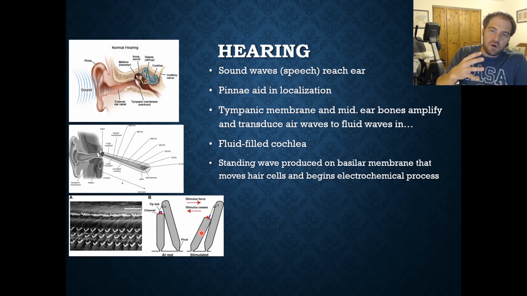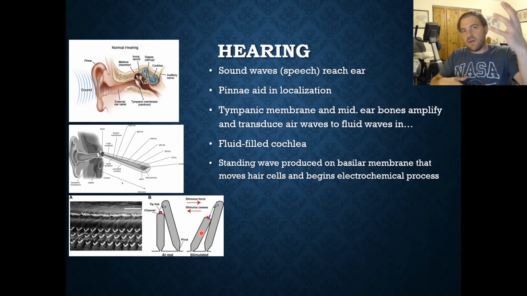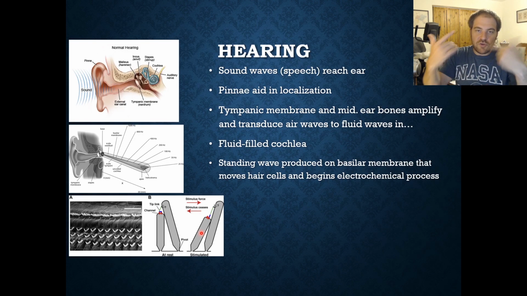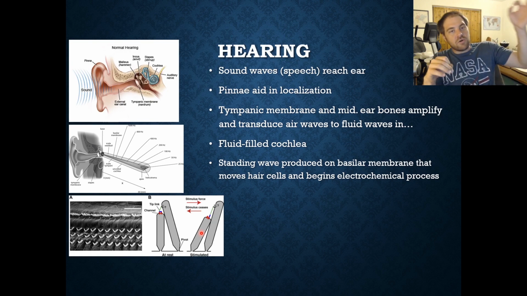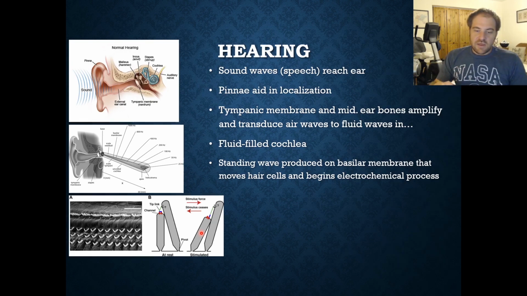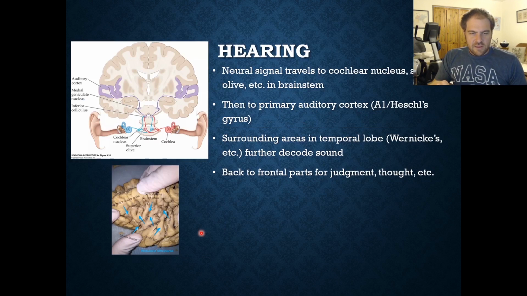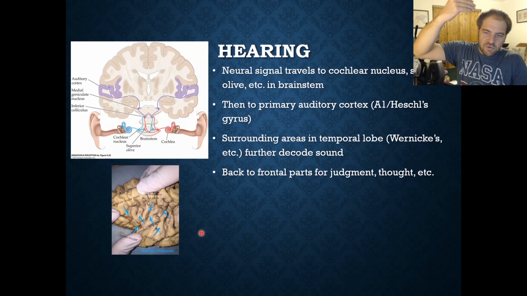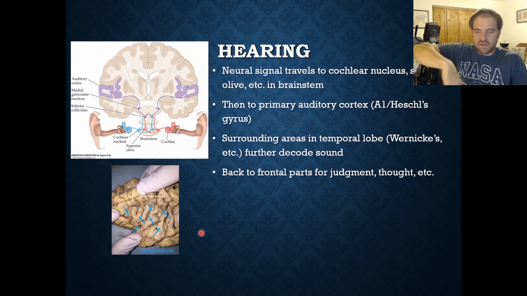Beyond that is the cochlea, which again transfers the sound pressure wave into a neural signal. And then your neural signal is going to go up to your brain again, up to the primary auditory cortex, and you're going to then interpret it.